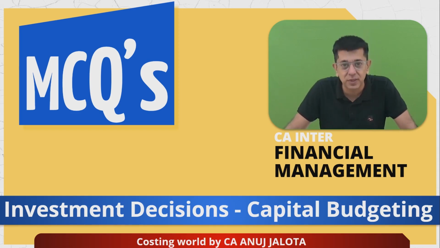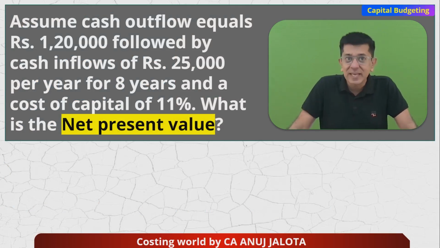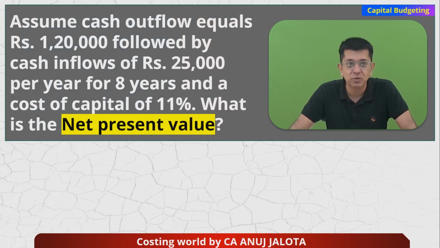Let's see the question for today. The question for today is, assume cash outflow equals 1,20,000, followed by cash inflows of rupees 25,000 per year for 8 years and a cost of capital of 11%. What is the NPV? NPV is net present value.